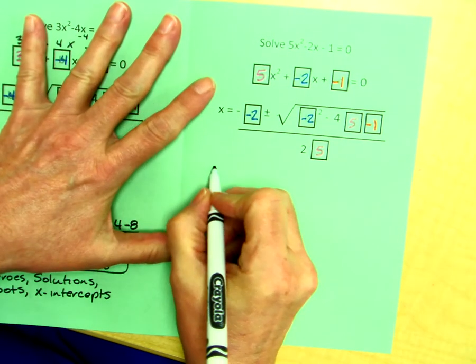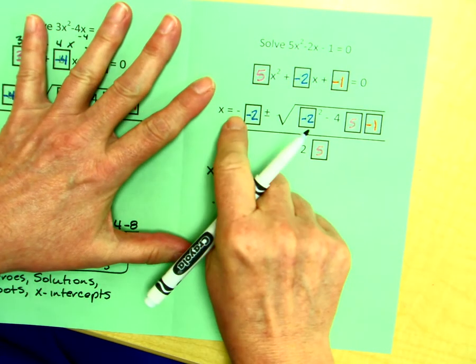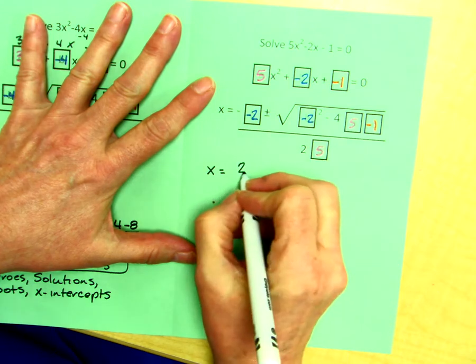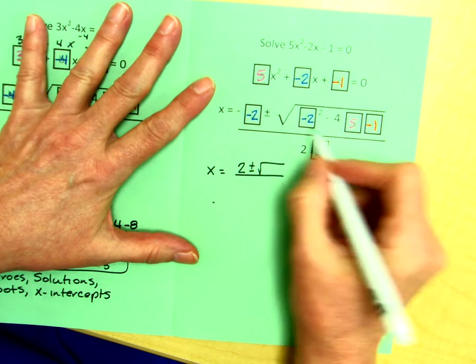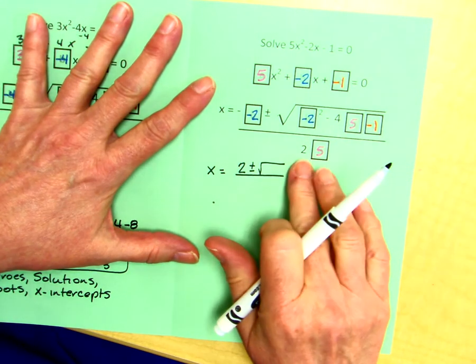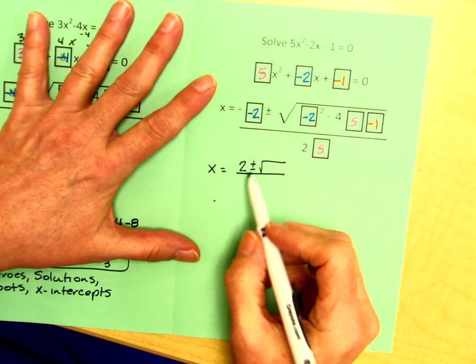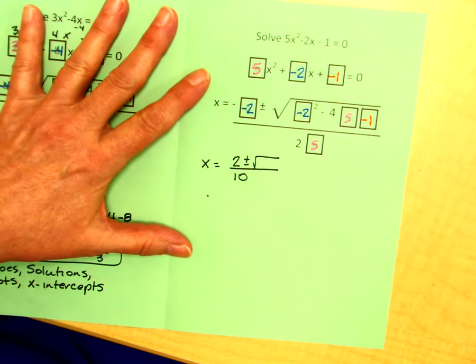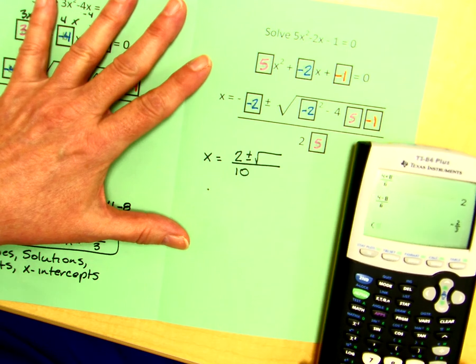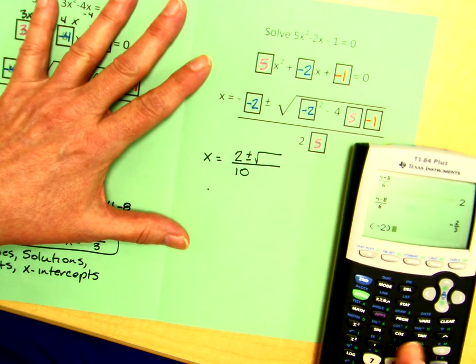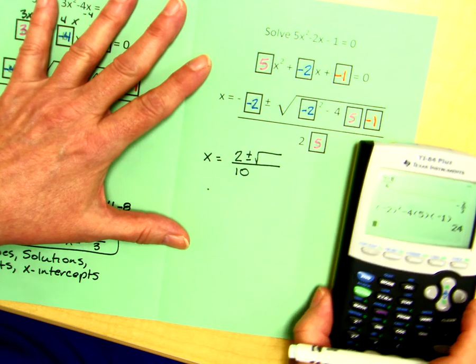So now we will go through our simplification process. The opposite of -2 is +2, plus or minus the square root of something, and we'll get the calculator to help us with that. And then 2 times 5 is 10. So in the calculator, again, we're going to use parentheses in place of the boxes. So we have -2 squared minus 4 times A times C, and this gives us 24.